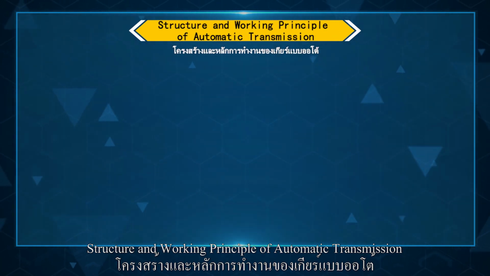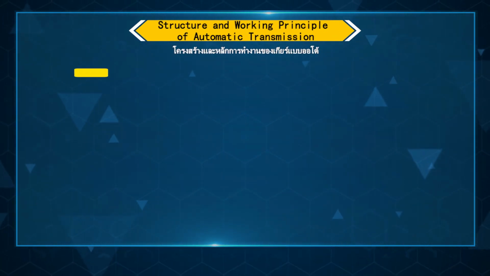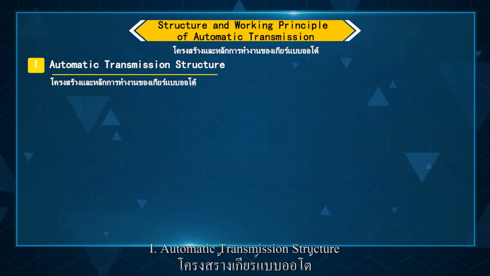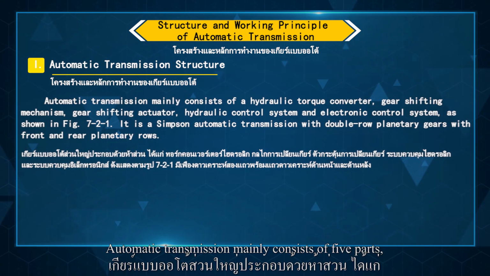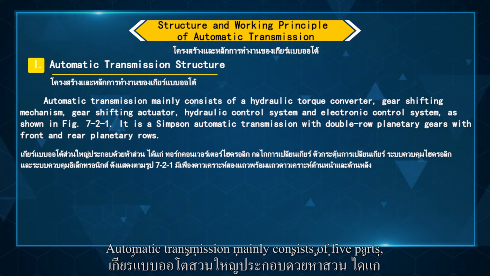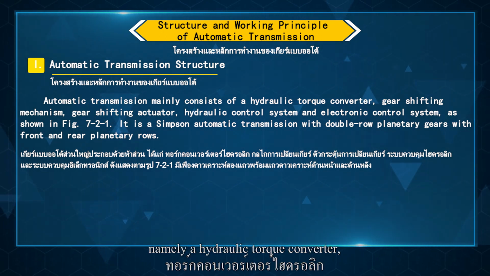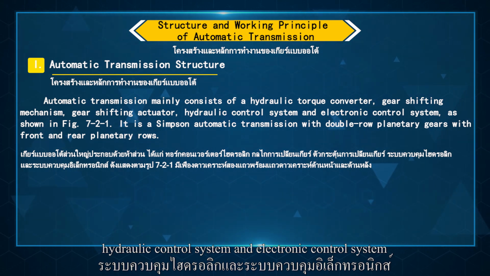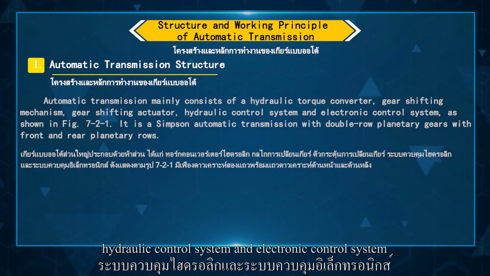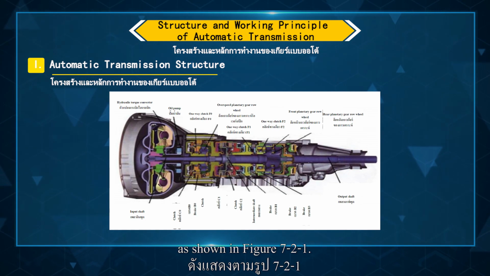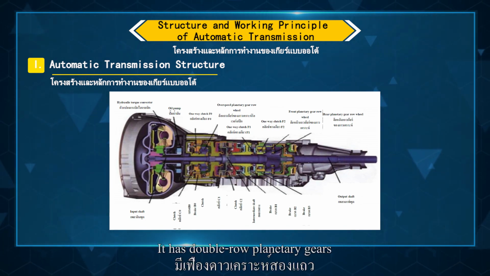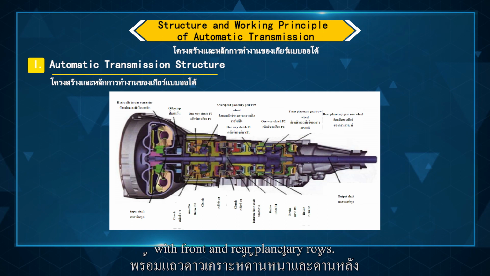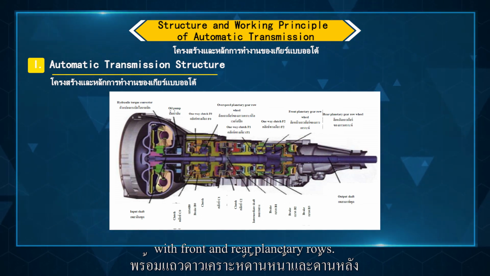Structure and working principle of automatic transmission. 1. Automatic transmission structure. Automatic transmission mainly consists of 5 parts, namely a hydraulic torque converter, gear shifting mechanism, gear shifting actuator, hydraulic control system, and electronic control system, as shown in Figure 7-21. It has double-row planetary gears with the front and rear planetary rolls.